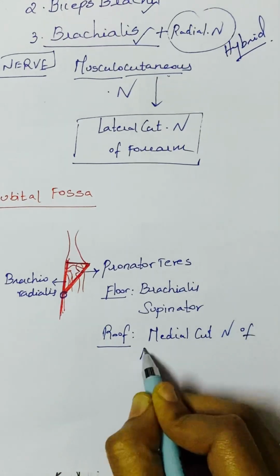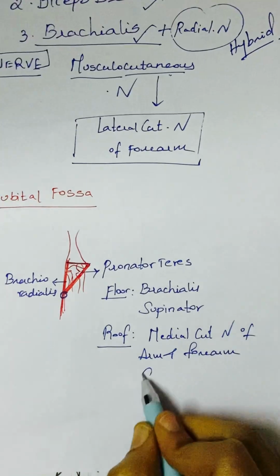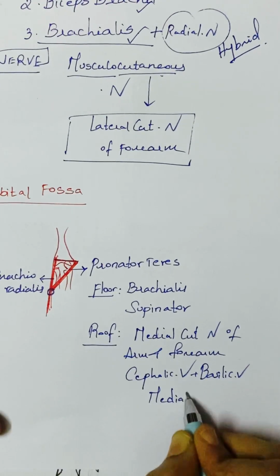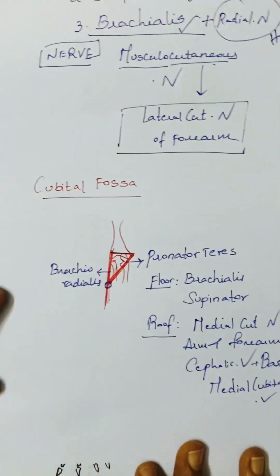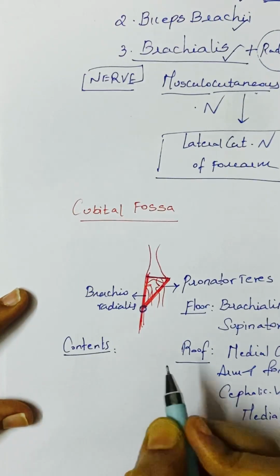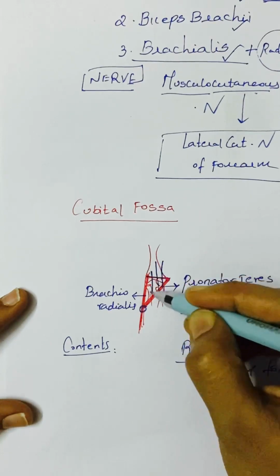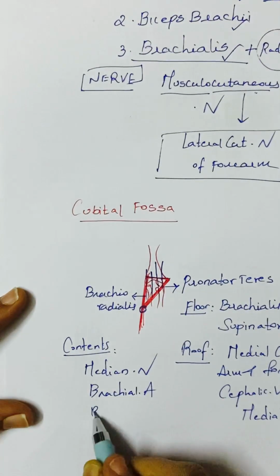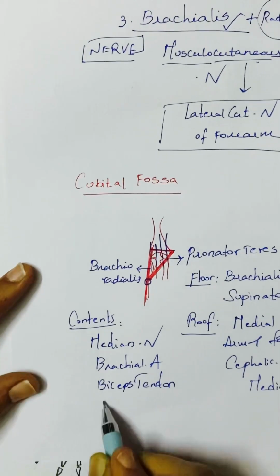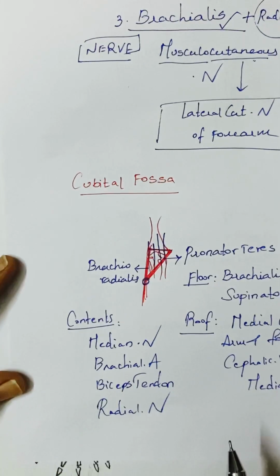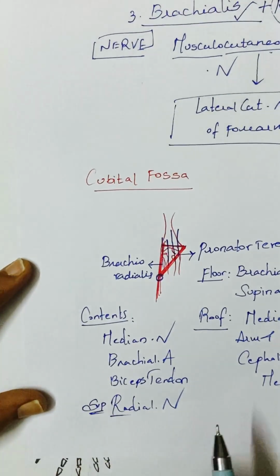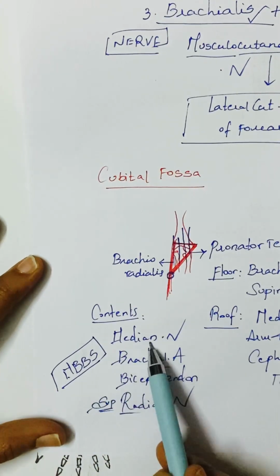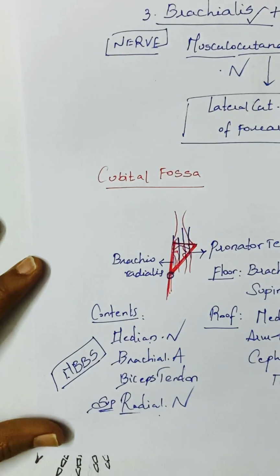In the superficial fascia, we have the medial and lateral cutaneous nerve of the forearm, cephalic vein, and basilic vein. Both are joined by the median cubital vein. And coming to the contents of the cubital fossa, from medial to lateral, we have the median nerve, brachial artery, biceps tendon, and the radial nerve, that is the superficial branch of the radial nerve. So we can remember the mnemonic as MBBS: median nerve, brachial artery, biceps tendon, and superficial branch of radial nerve.